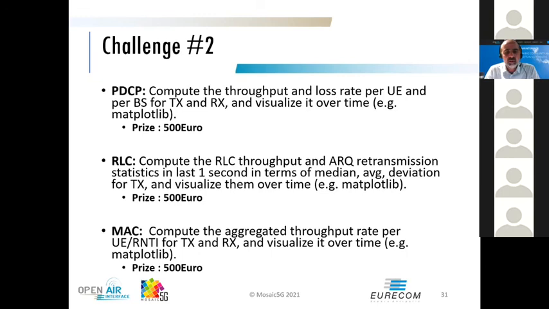And on the MAC, also compute the aggregated throughput rate per user for TX and RX, and visualize it over time. So all of this is statistics already available in the related service models for the MAC, RLC, and PDCP. You need to get the specific information. You have the time information, and you can basically calculate these values. The deadline, we will also put this on the website later, the deadline for the submission of this, but you have some time.